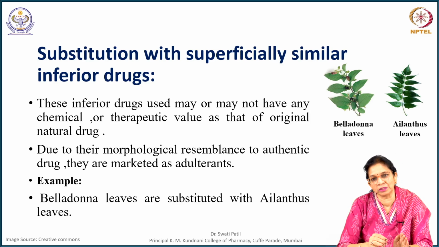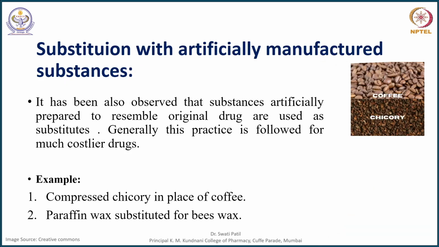Nutmeg is also an expensive drug, and it is seen that it is mixed with these earth or mud balls made in similar way. These inferior drugs used may or may not have any chemical or therapeutic value as that of the original drug. Due to their morphological resemblance to the authentic drug, they are marketed as adulterants. Belladonna leaves with ailanthus leaves is an example of such superficially similar but inferior quality drugs.